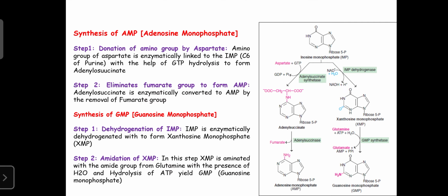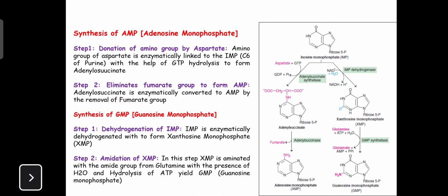So in the next step, we will learn about the synthesis of AMP, that is adenine. Once the IMP was formed, that was the basic molecule required for the further formation of AMP, that is adenosine monophosphate, as well as GMP, guanosine monophosphate. So IMP was formed, and AMP is formed from the IMP in two steps.